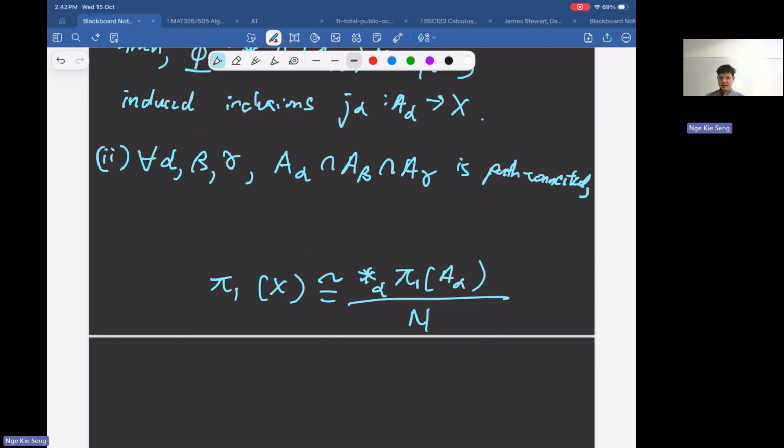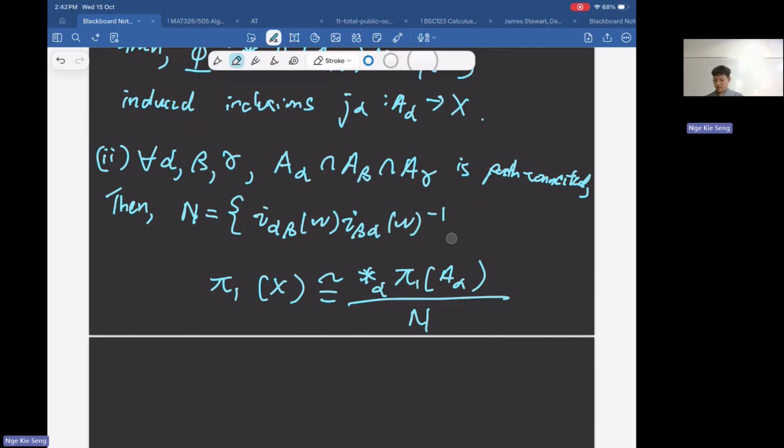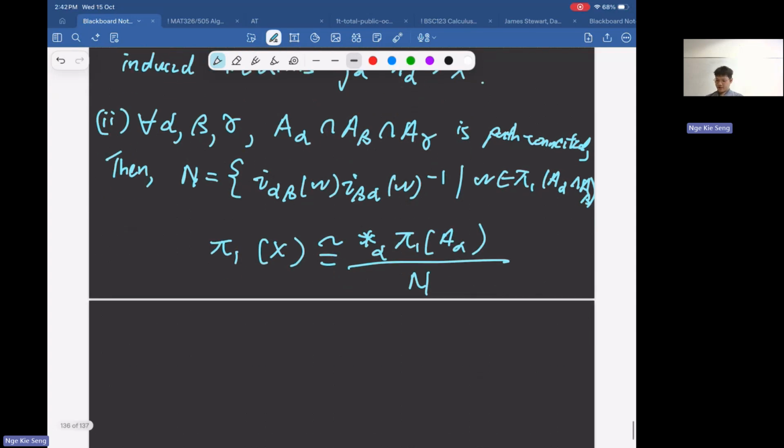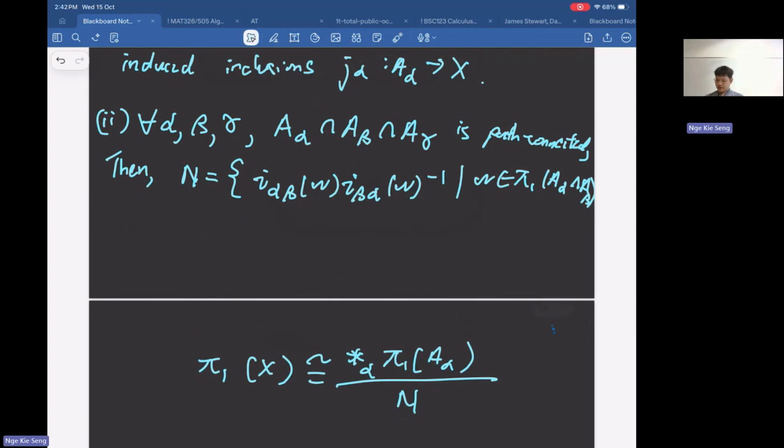The kernel here is all the elements generated by this form: i_alpha beta(omega) times i_beta alpha(omega) inverse, such that this omega lives inside pi 1 of A alpha intersect A beta. Here i_alpha beta and i_beta alpha are the inclusions.